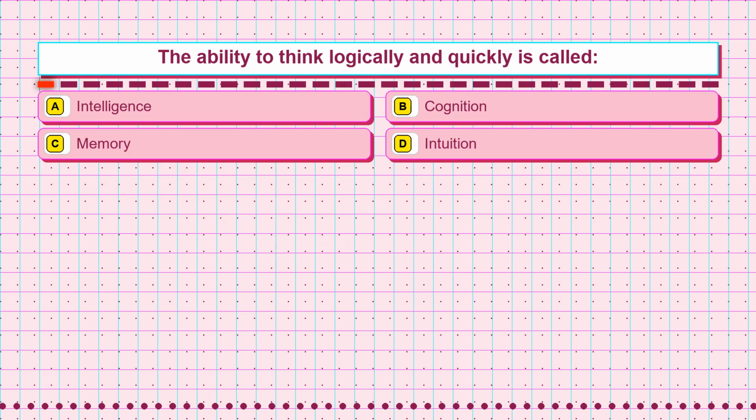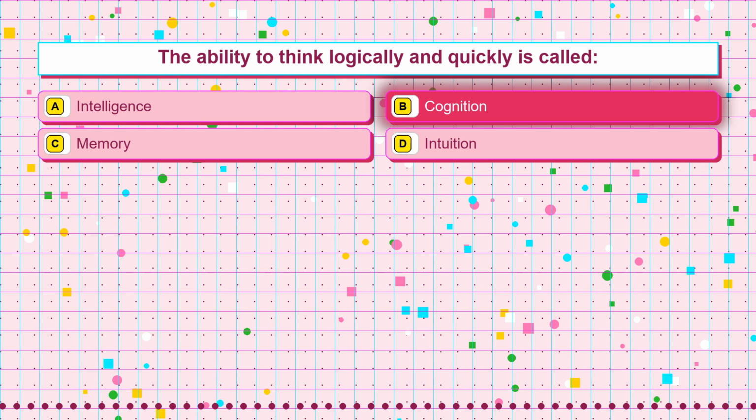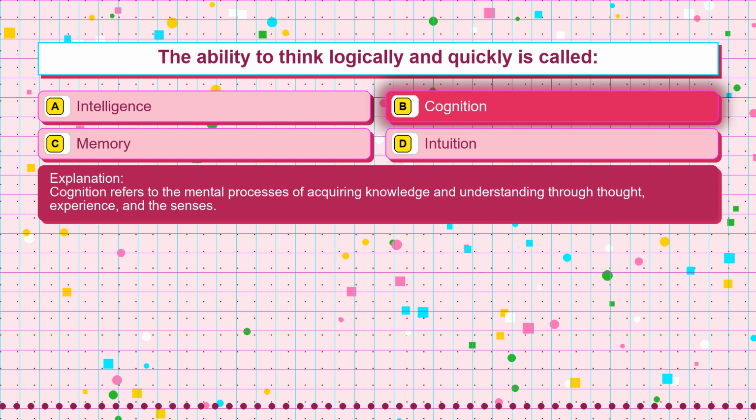Question 57. The ability to think logically and quickly is called option A, intelligence, option B, cognition, option C, memory, option D, intuition. The correct answer is option B, cognition. Cognition refers to the mental processes of acquiring knowledge and understanding through thought, experience, and the senses.